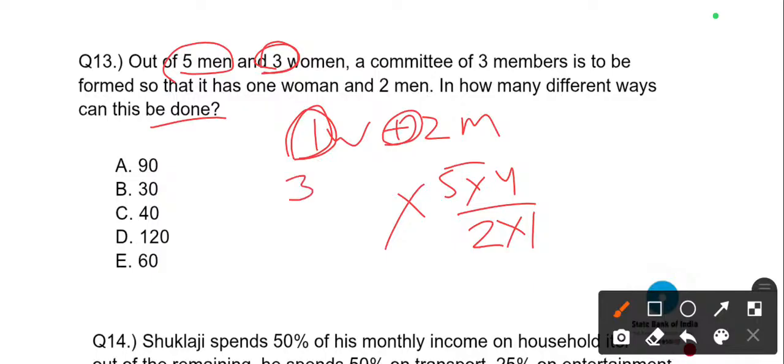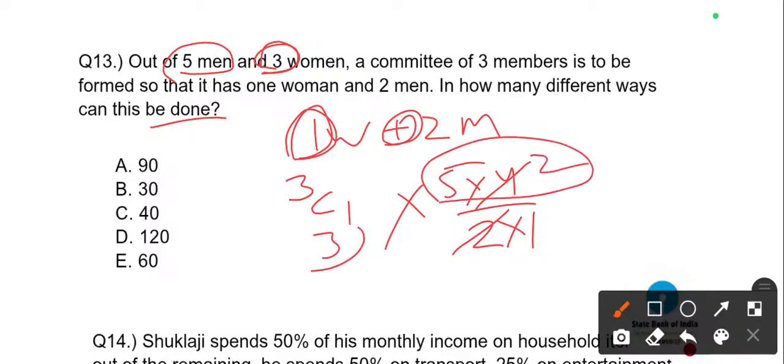From 3 we need to select 1. So the answer will be 3. So we get 2 times 5, 2 times 10 into 3, which will be 30. Option B is our answer. Here the answer is B, not A. The answer will be 5C2 for men, and for women we need to get 1 woman from 3.